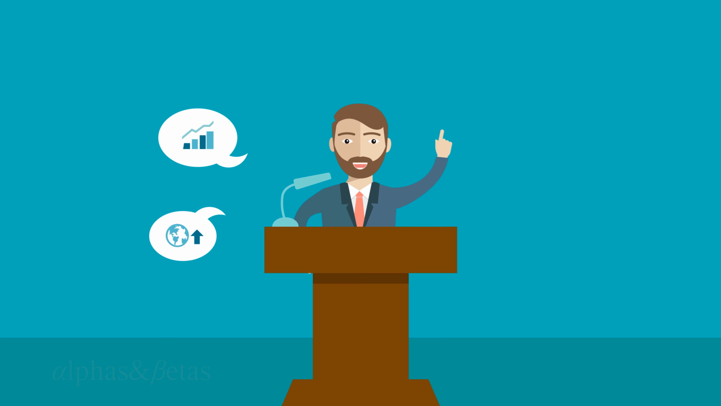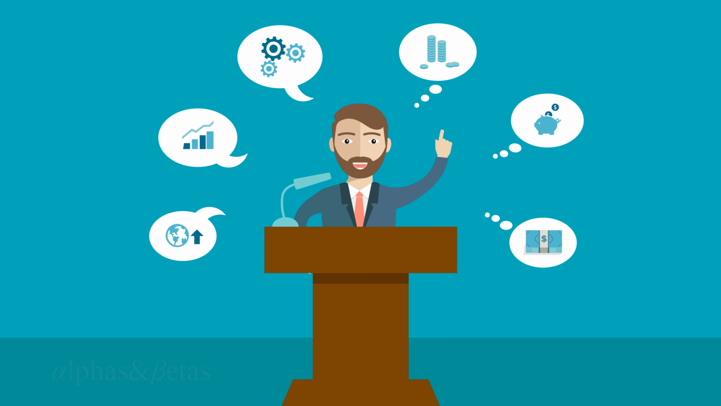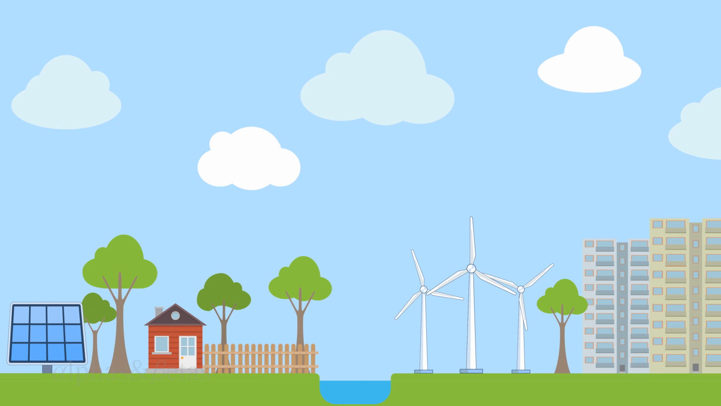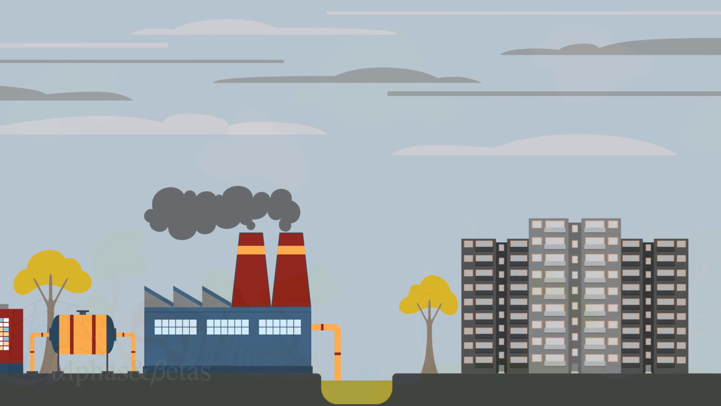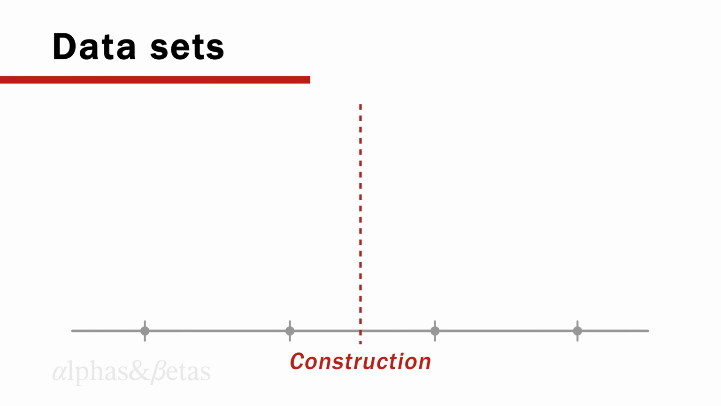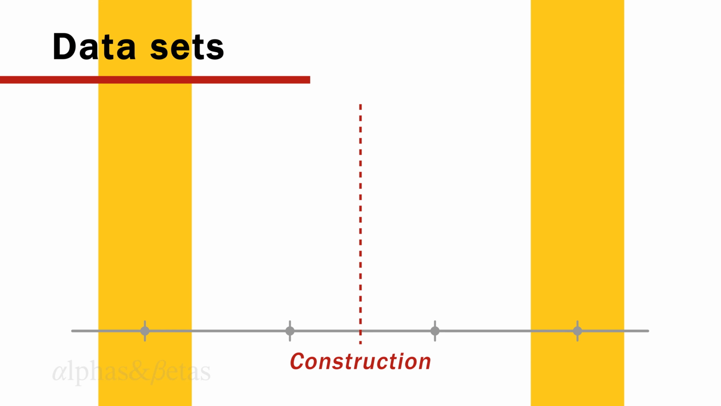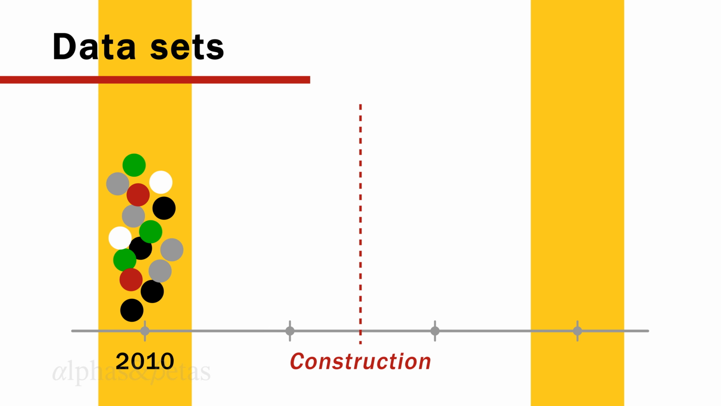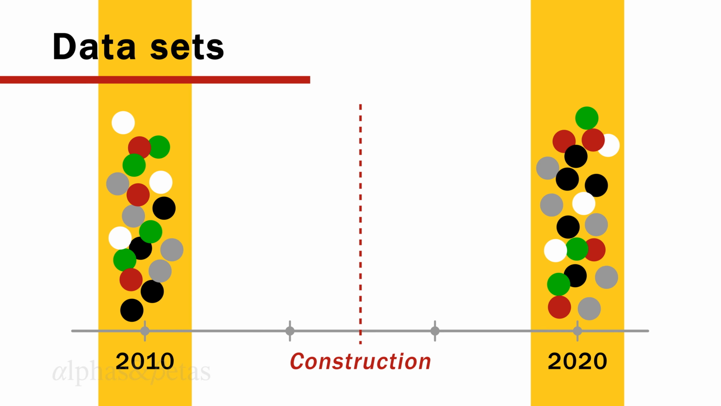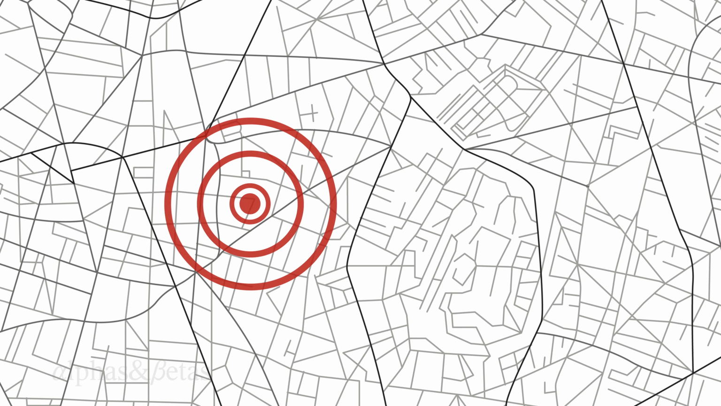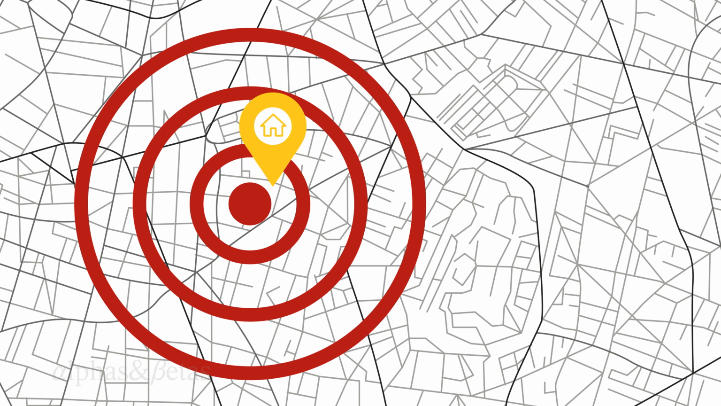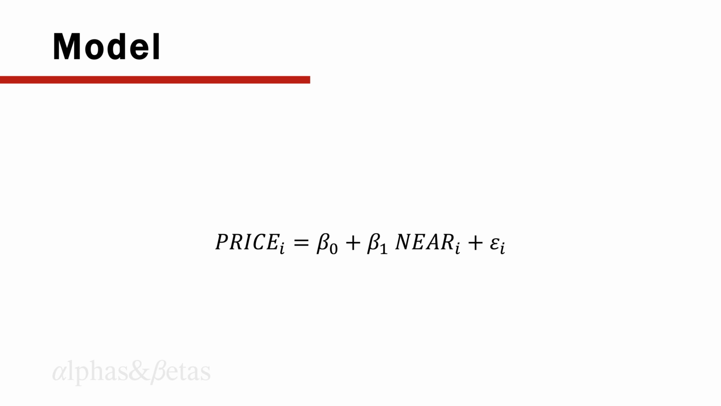A common use of pooled data is to evaluate the impact of an event or policy change. For example, you may want to investigate the effect of a new garbage incinerator on house prices. The data involved would consist of two cross-sections, one from 2010, before the incinerator's construction, and the other from 2020, after its construction. A naive analysis would compare the average house prices of properties near the incinerator with those farther away. This can be done by estimating a simple regression using data from only 2020.